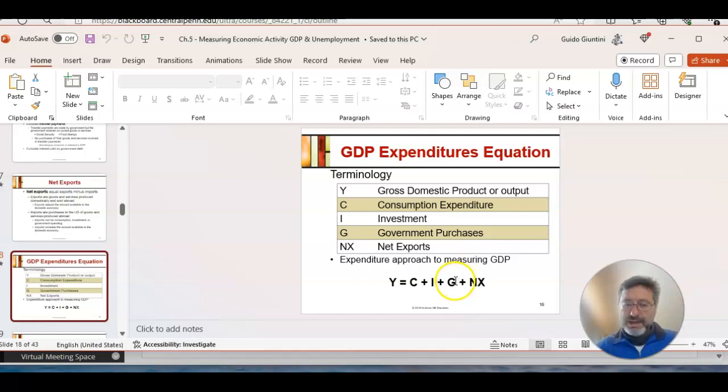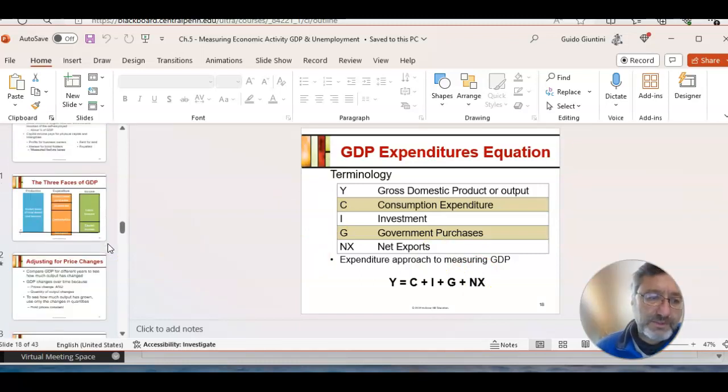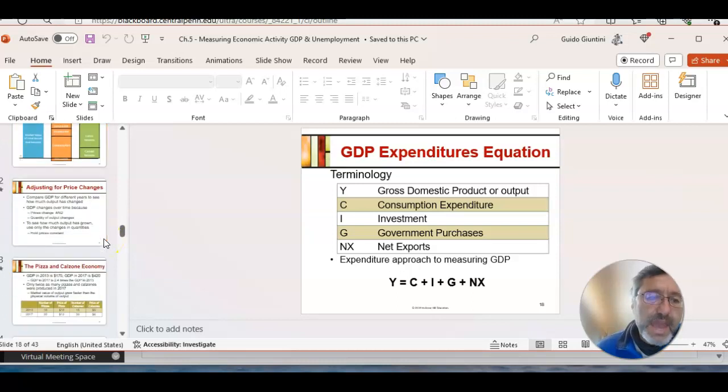Some will be government spending, and some will be exports and imports. So exports are a good thing. We make something that other countries buy. Imports are a bad thing, relatively. It means some other countries make something and we buy it. Okay, so all this needs to be considered when you calculate the total amount produced and consumed in a country for the year. Okay, so that's for the gross domestic product.